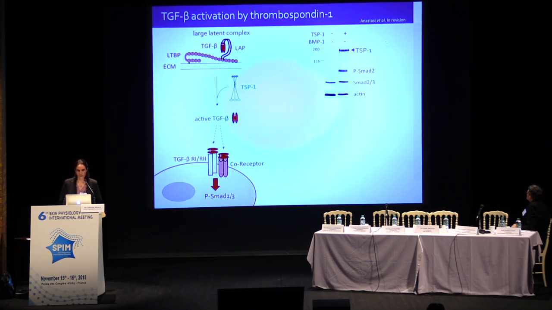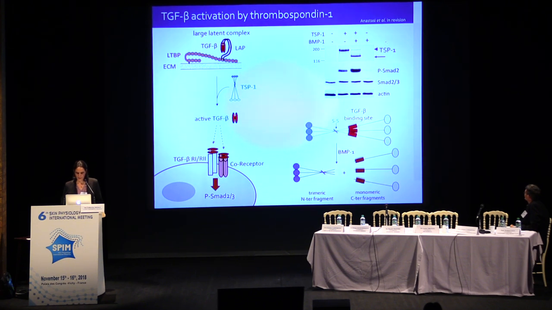So if we treat cells with thrombospondin 1, we observed an increase in the phosphorylation of SMAD2, which reveals high TGF-beta activity. And what was very interesting for us is first that we could confirm that TSP1 was a direct BMP1 substrate, and we can clearly see a proteolytic fragment, which is produced here. And also that the phosphorylation of SMAD2 is strongly increased in the presence of cleaved thrombospondin as compared to intact thrombospondin, suggesting that the TGF-beta activation pathway is more efficient with cleaved TSP1 than with intact TSP1.